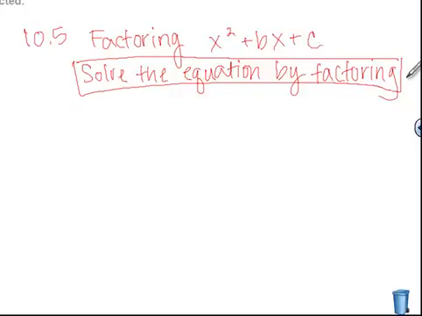The main set of directions that you're going to see for a section like this is to solve the equation by factoring. So in your journal, what I would write to yourself is if you ever see directions like this, the first thing to know is that you're going to need to factor. So you're going to need to solve the equation by factoring. So this is what I would write down.